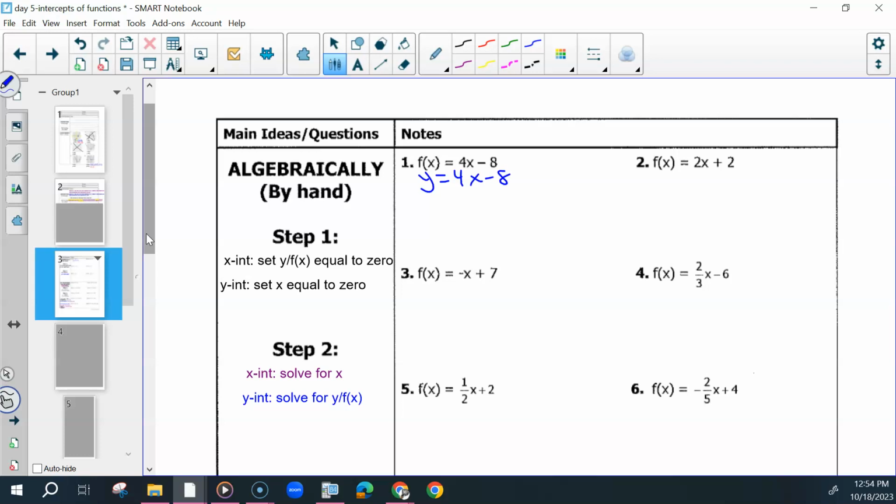Why is there an F instead of y? Not in this unit. Later we're going to have a unit just about functions. They're really the same thing. F of x means function, and y is just y equals. It's really the same.